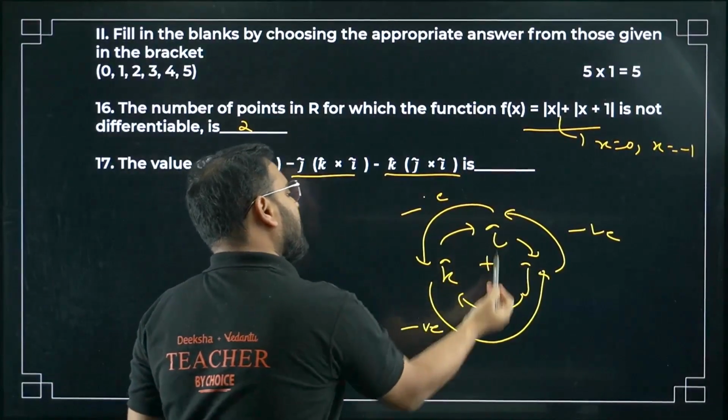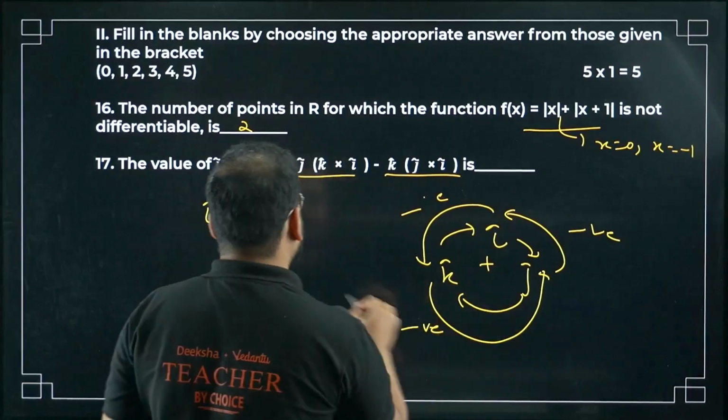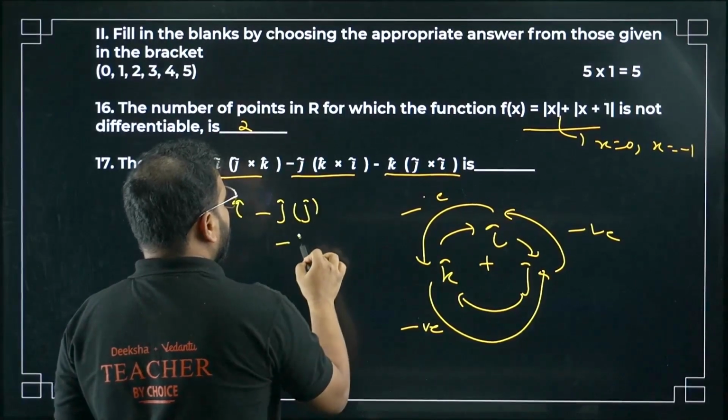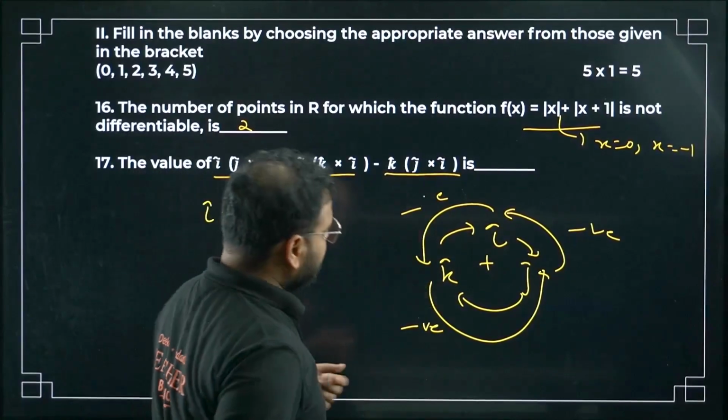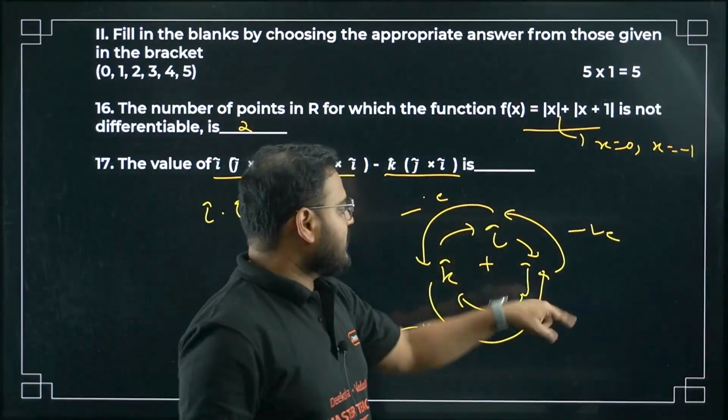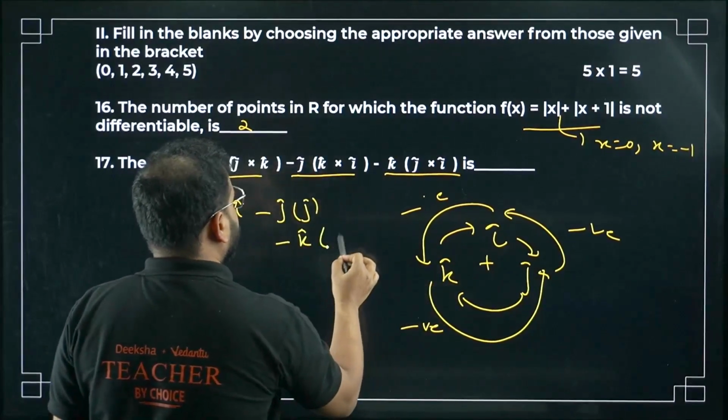K cross I, clockwise only, again positive j. So sir, positive j. What was the next one? K as it is. J cross I, sir. J cross I, counterclockwise, means minus k.